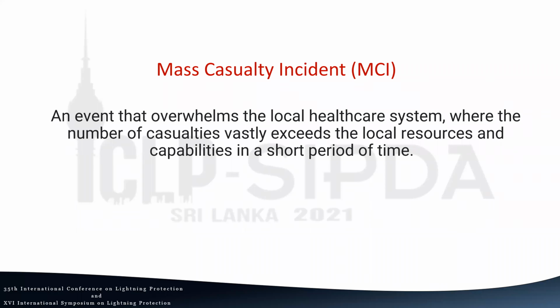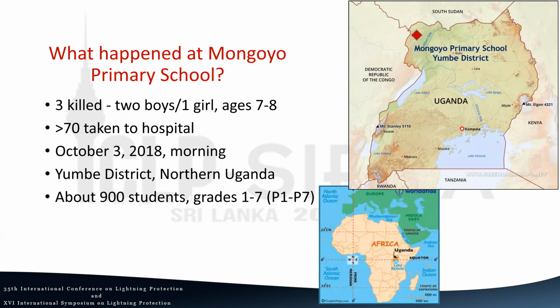A mass casualty event in the medical world is known as an event that overwhelms the local healthcare system, where the number of casualties vastly exceeds the local resources and capabilities in a short period of time. And unfortunately, this Mongoyo event does qualify.